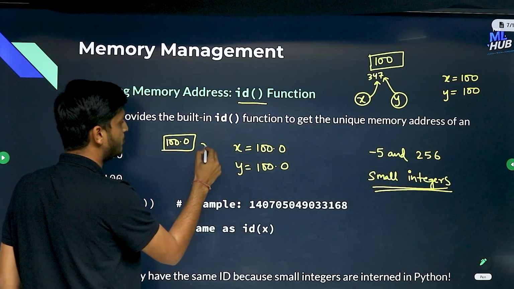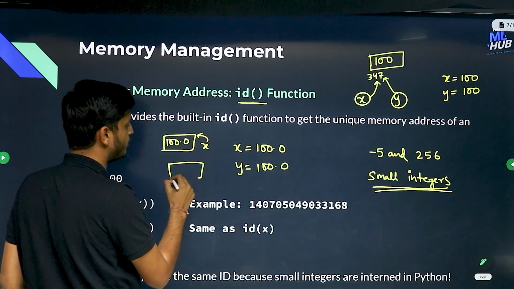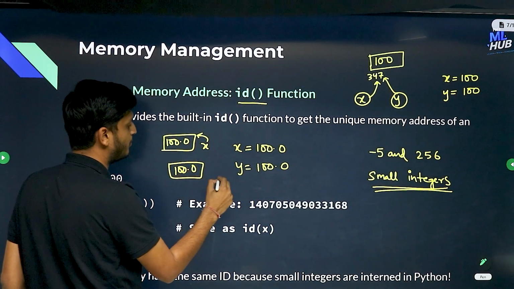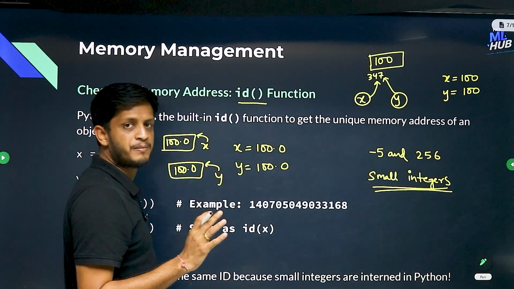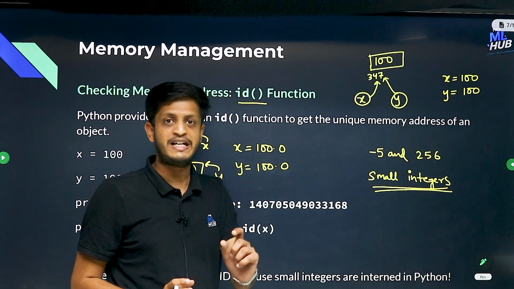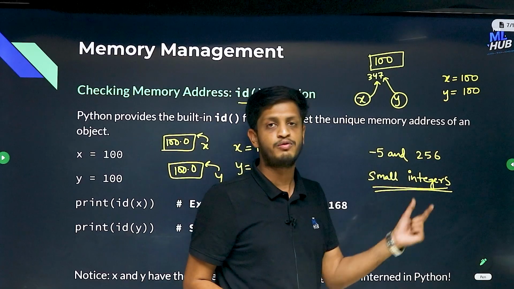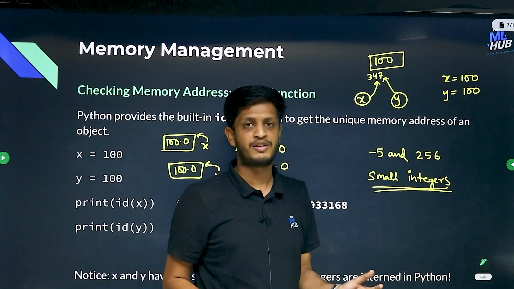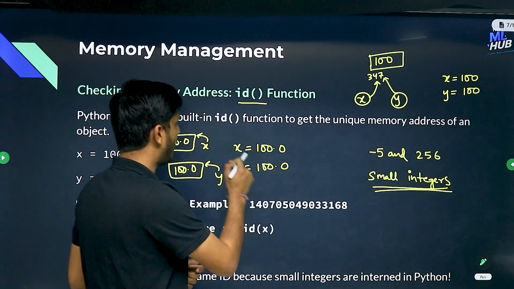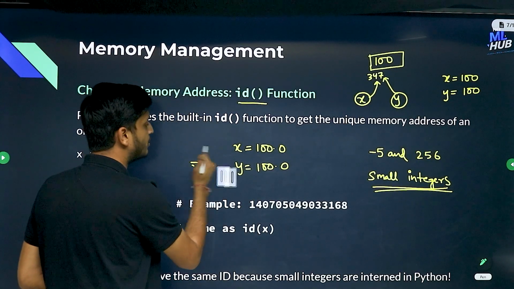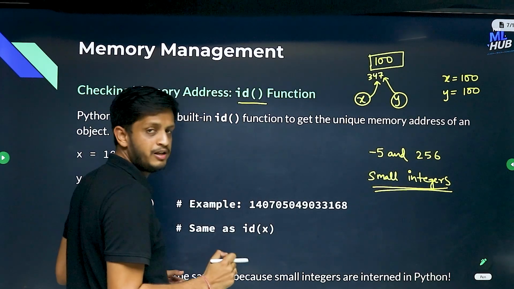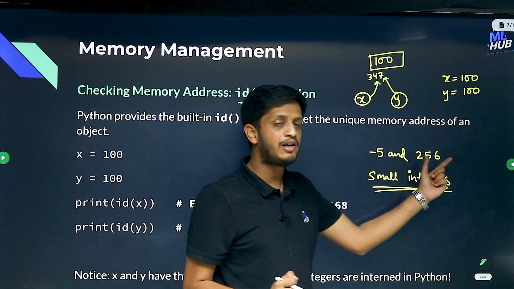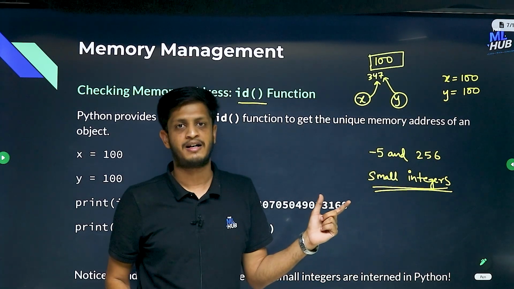100.0 will be stored and x will be pointing to this, and 100.0 will be stored and y will be pointing to this. For floating point numbers, this is not correct. Only for integers between -5 and 256. If it is of data type int and the values are between -5 and 256, these are called small integers. And for these small integers, Python always tries to save memory, and only a single copy of these values can be present at a time.